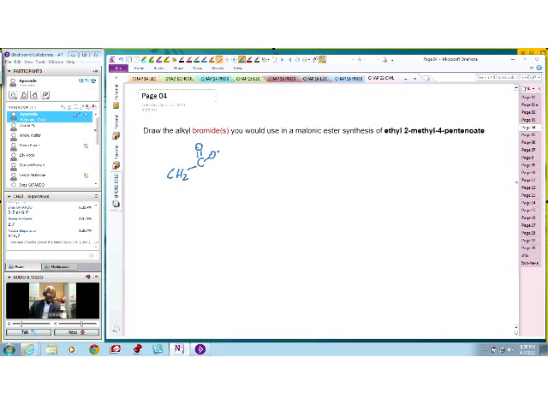So they want us to do this. Start with ethyl malonate or malonic ester. Okay, so we start with that. And then they want us to make this compound here, ethyl 2-methyl pentanoate. It is an ester.